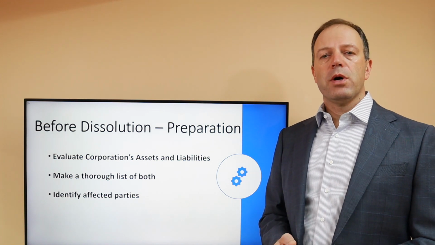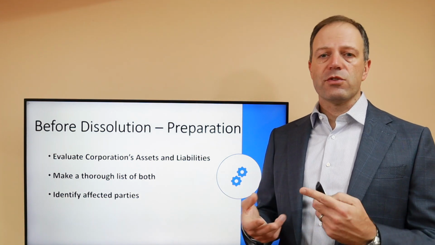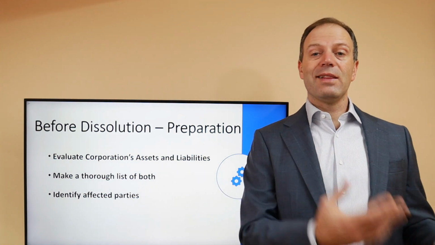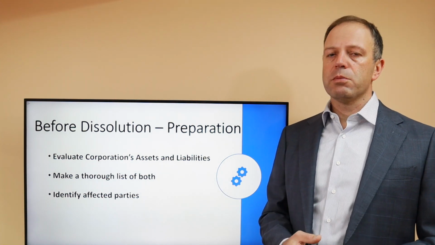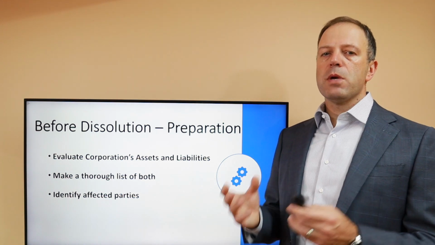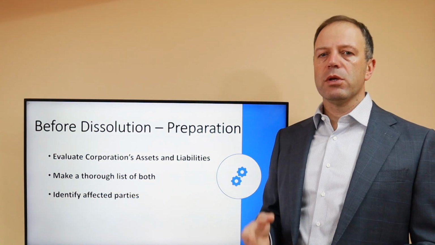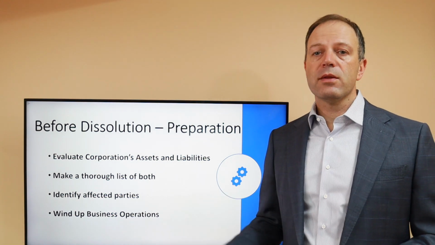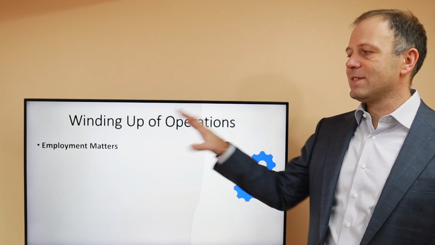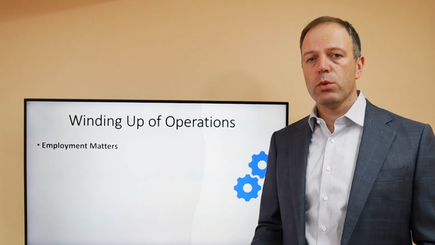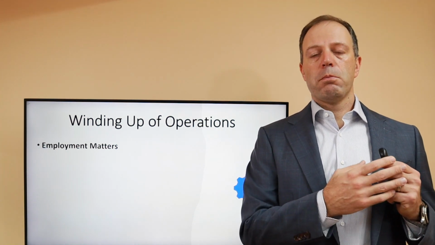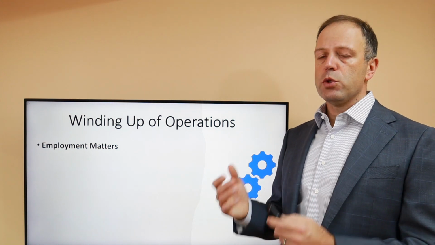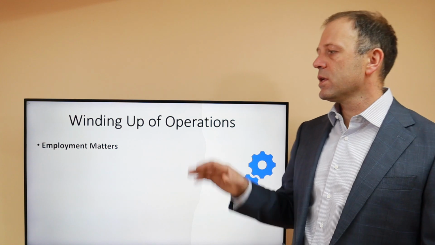Identify the affected parties: employees, contractors, creditors, suppliers, whoever we owe money to, whoever can make claims from the company. Identify them, communicate with them, make sure that you're capable of covering those liabilities. Wind up your business operations, which means technically terminate them, and this will include, first of all, settling all your employment matters. So if you have employees, terminate the employments, pay out their severance pay, make sure they sign settlement agreements so you can declare that there are no outstanding liabilities.